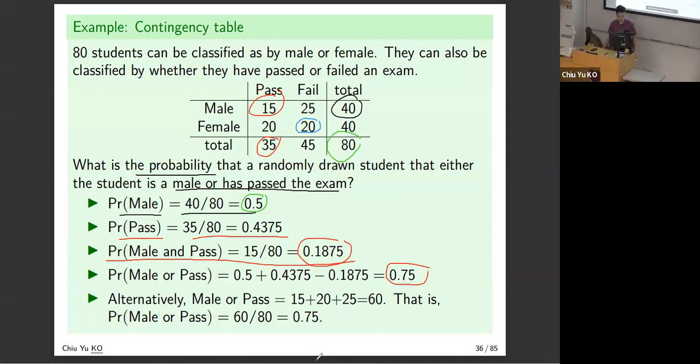Why? Because how many people are male or pass? Coming from here, right? So it's 60 over 80, so it's 0.75. Is that clear? So that's what we want.